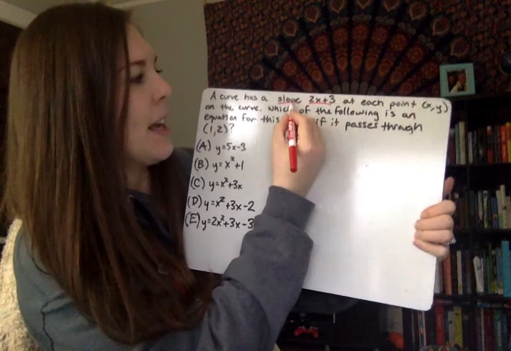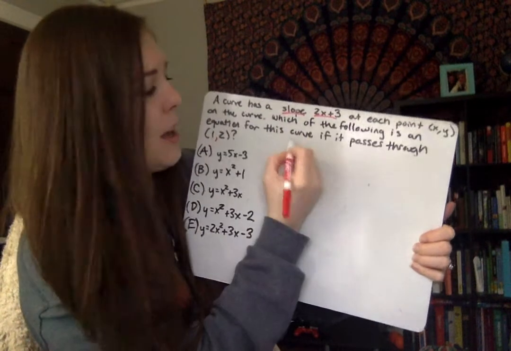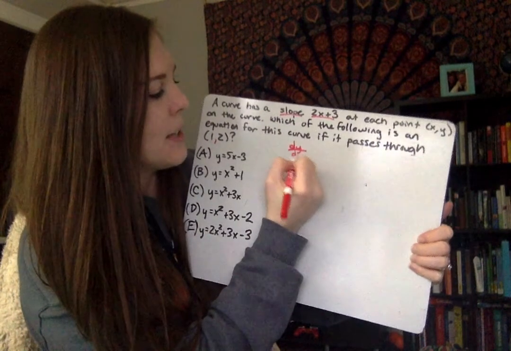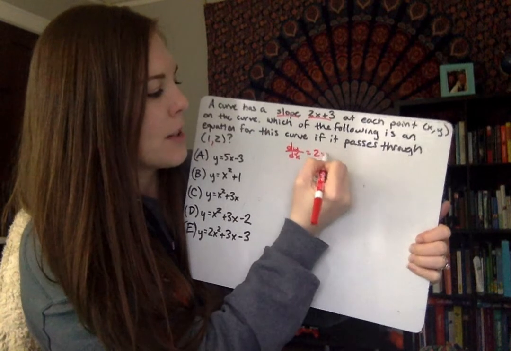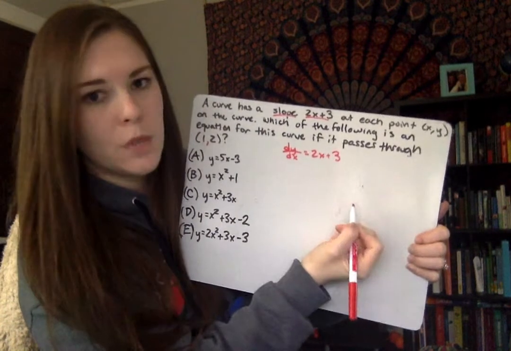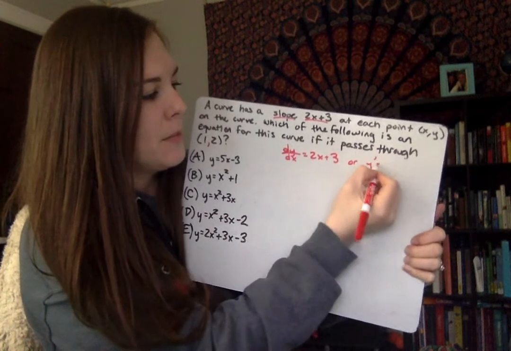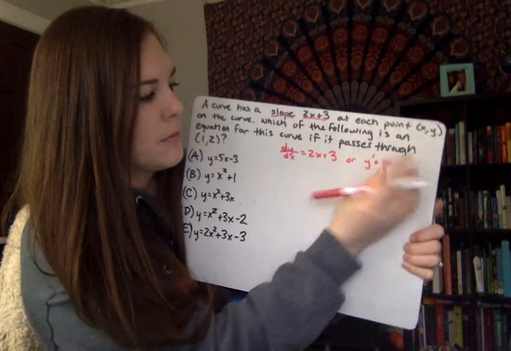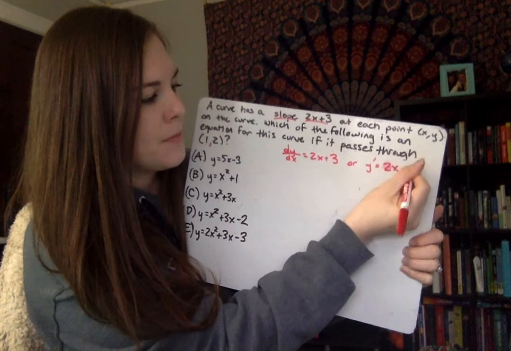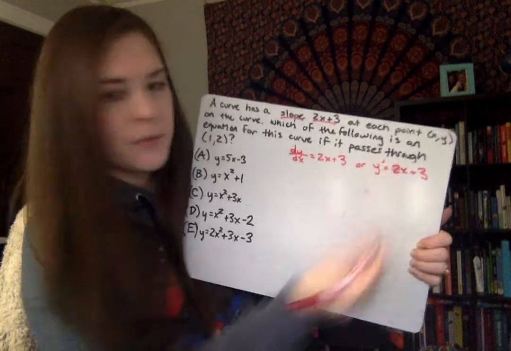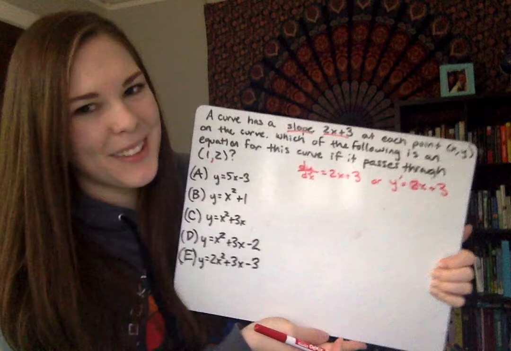So I can say, if the slope is 2x plus 3, I know that dy/dx equals 2x plus 3. Or if you're not comfortable with that notation, you can say y prime equals 2x plus 3. These are the same thing. But you should be comfortable with both, right?